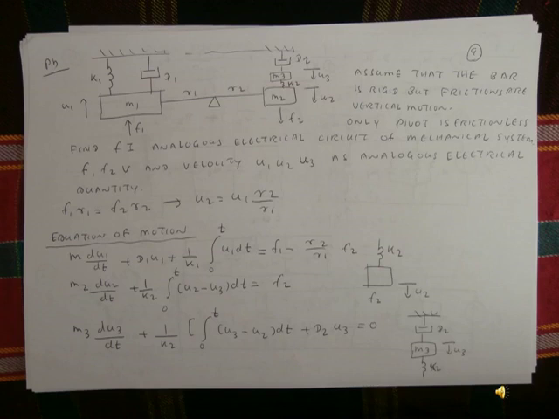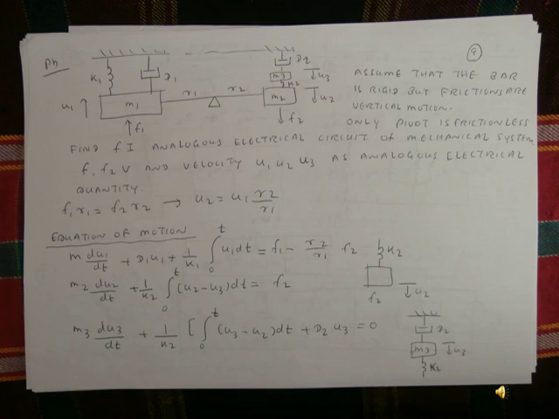The distances of M1 and M2 from the pivot point are R1 and R2. The mass M2 is also held by a spring and a shock absorber D2. When you apply F1 on M1, M2 will also move. The force acting on M2 is F2, and the velocities of M2 and M3 are U2 and U3. We assume the bar is rigid, and only the pivot is frictionless.